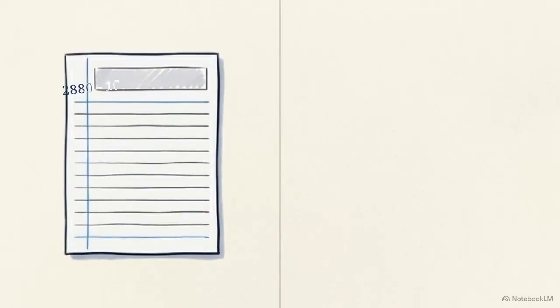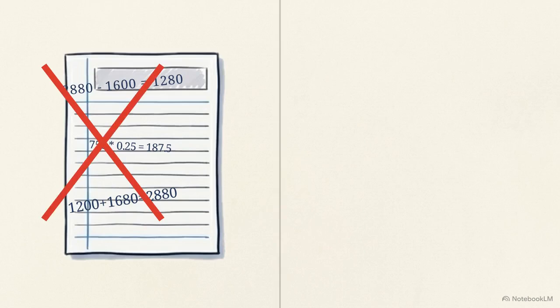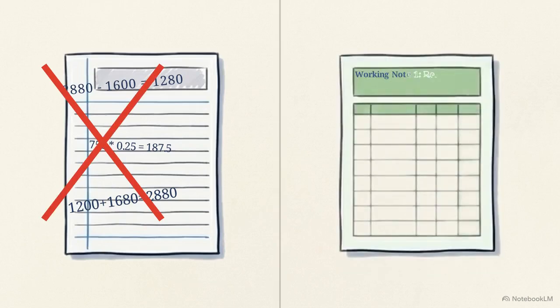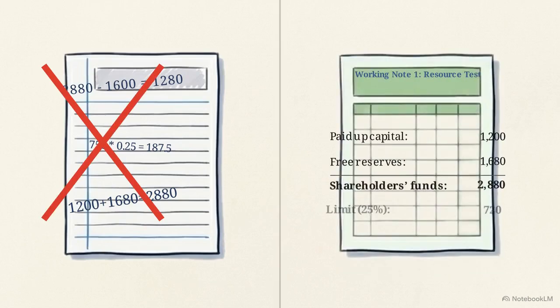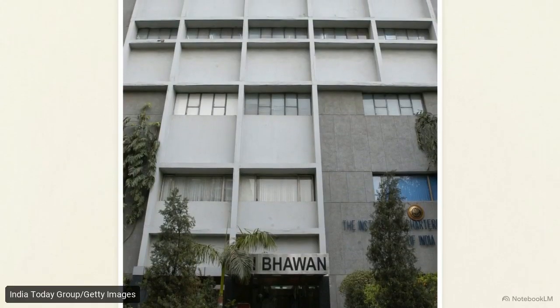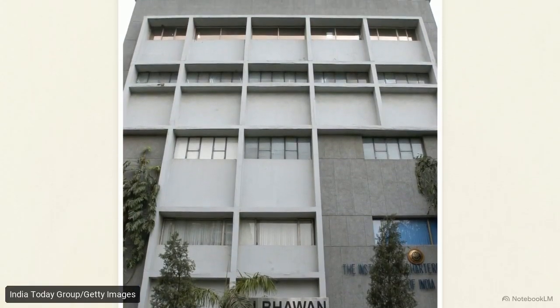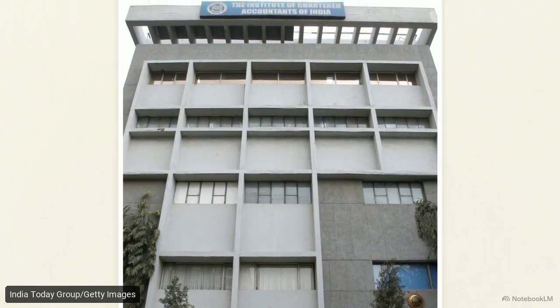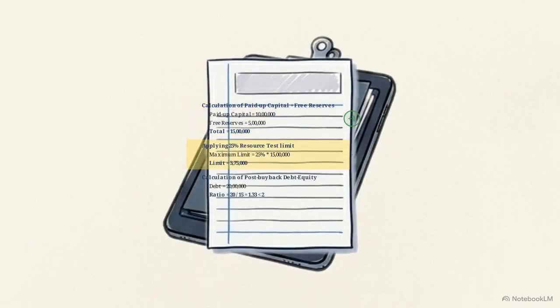Students often leave a trail of unlabeled calculations in the margins, hoping the examiner follows their thought process. A better approach is building a designated working note that maps out your logic in a structured format. The marking schemes used by the Institute of Chartered Accountants of India are designed to reward the visibility of your process. Examiners look for this structured evidence to award step marks throughout the solution.